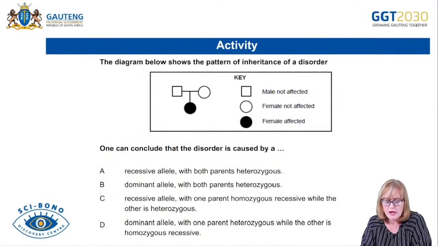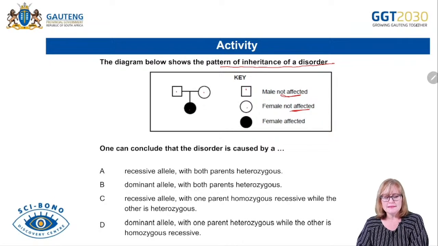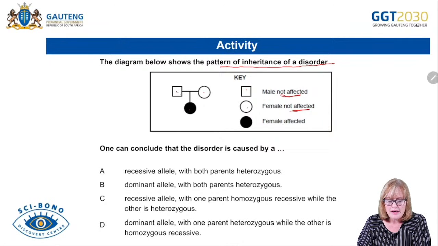Right, this is another activity I like because it shows you how a recessive condition can come out from parents that do not have the condition. Let's have a look. The diagram below shows the pattern of inheritance of a disorder. Unshaded is unaffected, but the shaded one is affected. Both parents are unaffected, but their daughter is affected, which means they have an allele that is masked. You can't see it in their phenotypes, in their physical state. So that allele must be recessive, right?